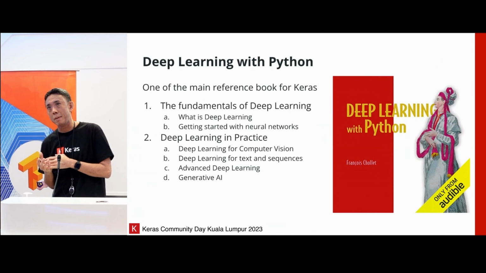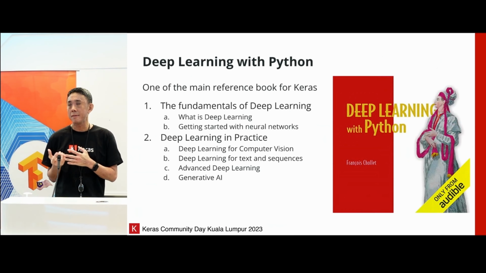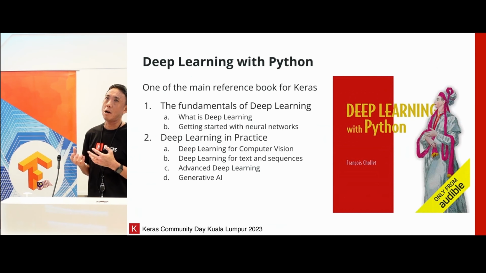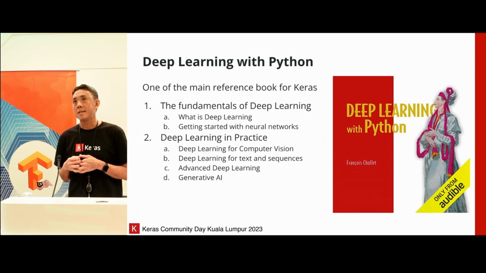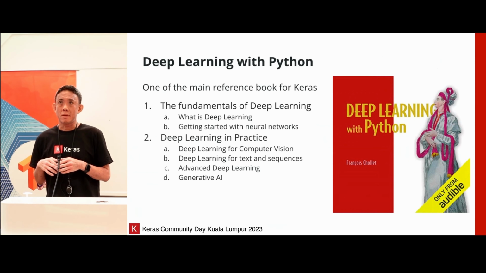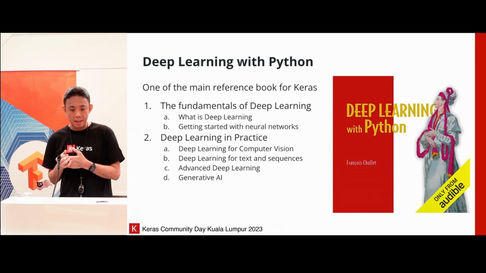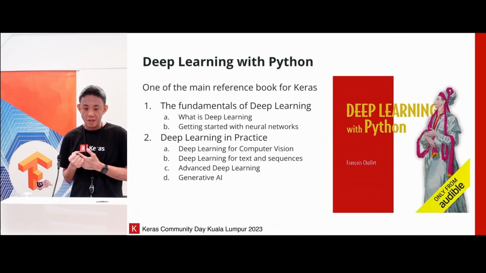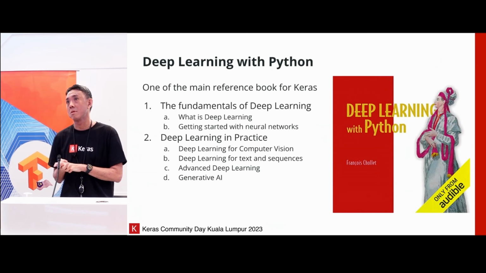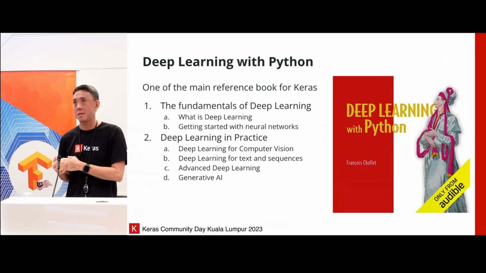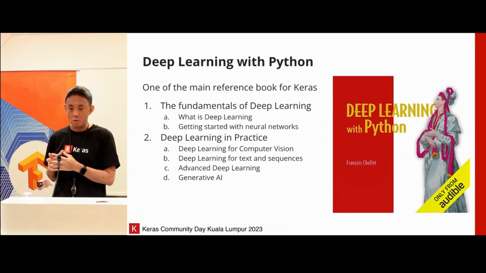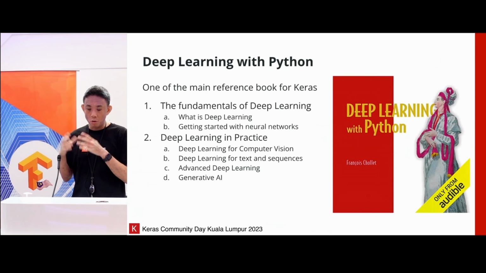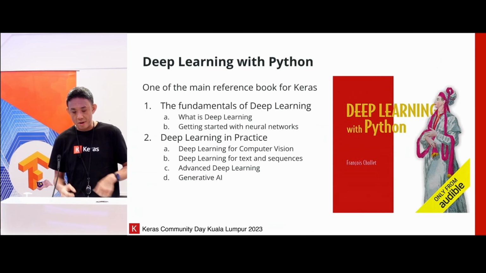The next thing that people are very interested in is NLP. So he talks about how to apply deep learning to text and sequences. Okay, then he also talks about some of the advances in deep learning, and in the recent version of this book, he talks about generative AI also. So if you've never seen this book before, I highly recommend you go and look at it, and you can get a very good reference on how to apply Keras.